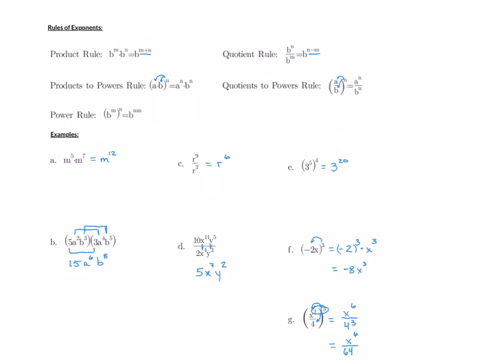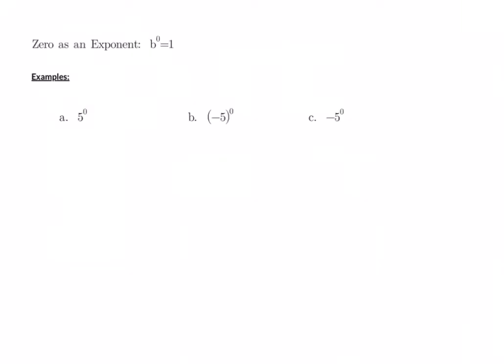Okay, so let's go ahead and continue with some other ones. The next one that we want to talk about is 0 as an exponent. Anything raised to the 0 power is equal to 1. So let's go ahead and look at some examples. 5 to the 0, this is 1.